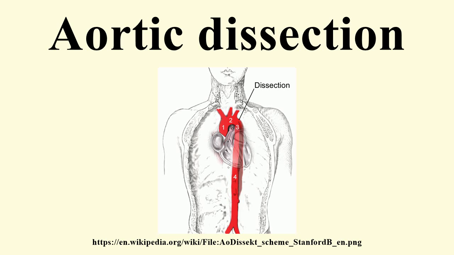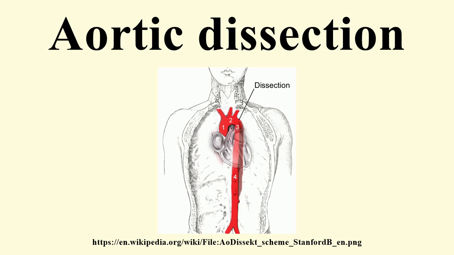Causes. Aortic dissection is associated with hypertension and many connective tissue disorders. Vasculitis is rarely associated with aortic dissection. It can also be the result of chest trauma. 72 to 80% of individuals who present with an aortic dissection have a previous history of hypertension.